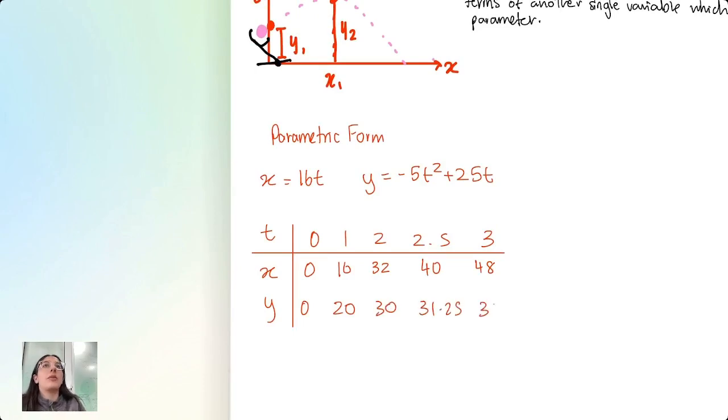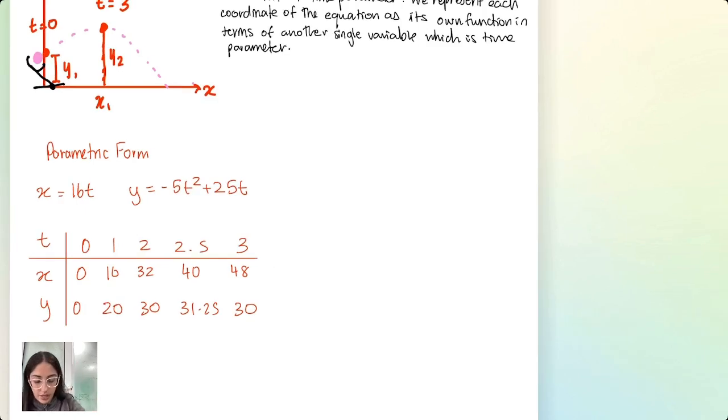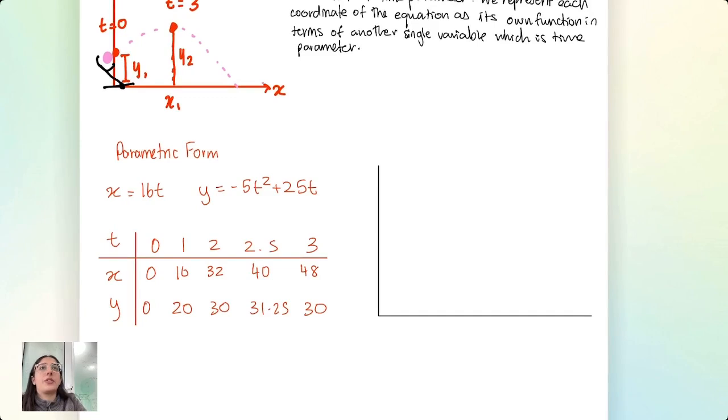Cool. So now we're going to graph this. We're going to plot each of these points. x and y start at 0, 0. This is the x and this is the y. Then we have 16 and 20, so 16 on the x, 20 on the y. That's our t equals 1 point. Then we have 32 and 30, somewhere here. And that's our t equals 2 point.